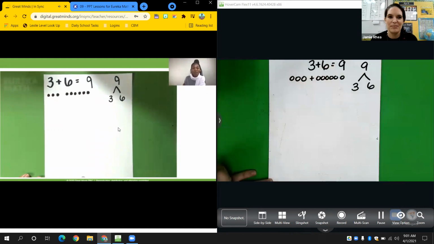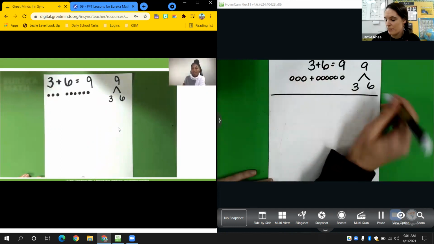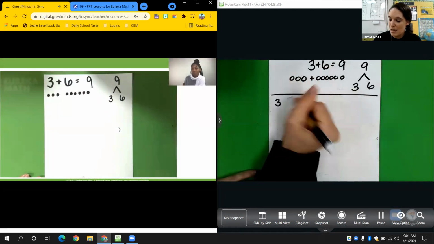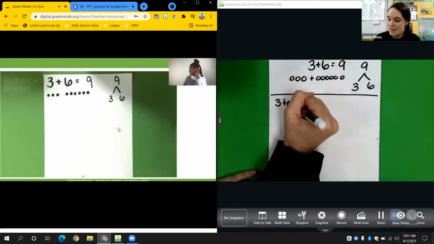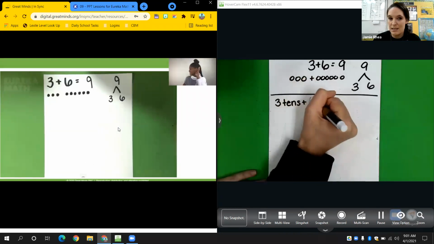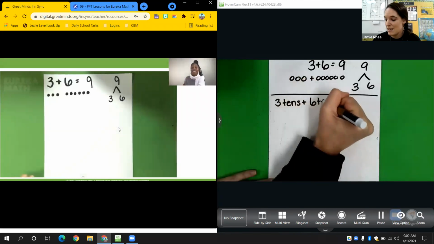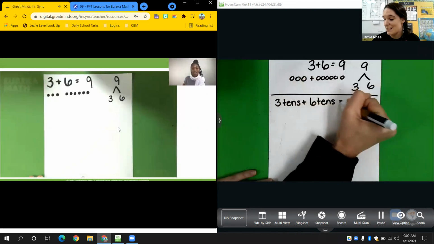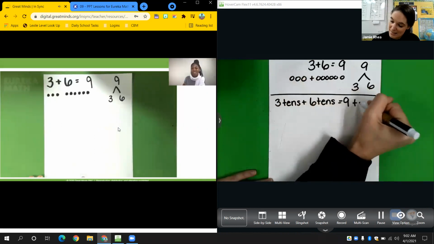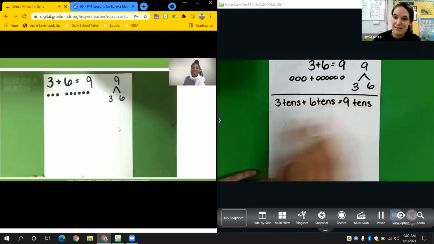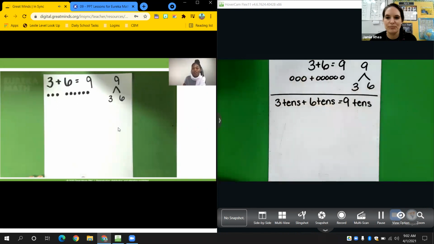Mathematicians, what if we change the unit to tens? We can do that. What will the number sentence be now? Make sure you include the unit. Our number sentence would be 3 tens plus 6 tens equals 9 tens. Go ahead and write down that number sentence, make a math drawing, and a number bond. Again, you will be able to compare your work with mine when we're finished.